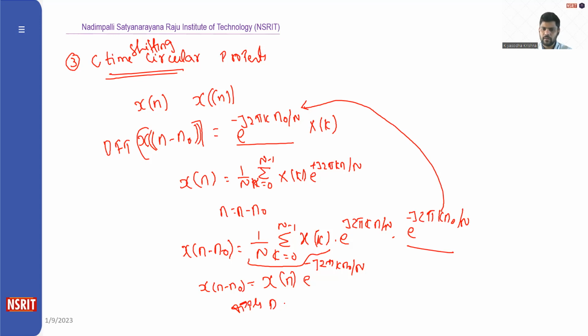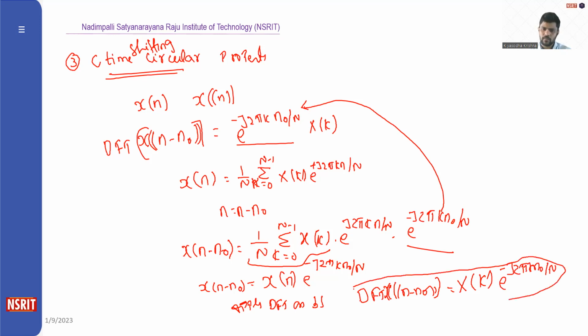Apply DFT on it. So you will get DFT of x of n minus n naught circular is equal to DFT of x of n. DFT of x of n is nothing but X of k e to the power of minus j 2 pi k n naught by N. So these are the circular time shifts.